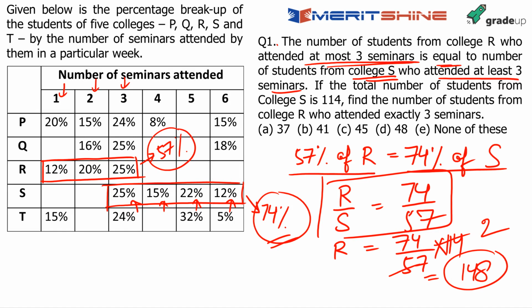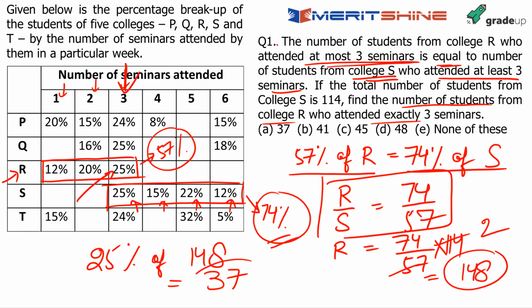What is the question now? Find the number of students from college R who attended exactly 3 seminars. Now this is college R and exactly 3 seminars is this row. So what is that number? 25% of 148. How much is this? This is 37.